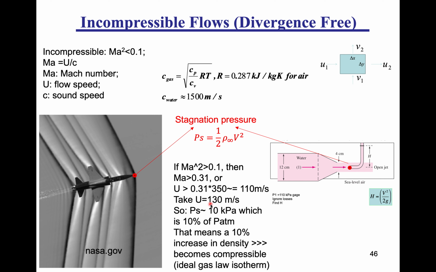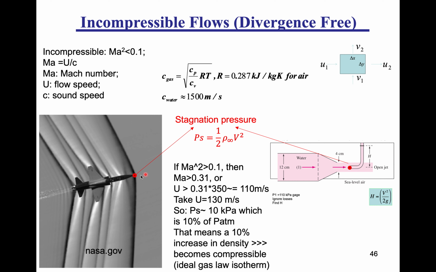So let's take a slightly larger value than 110 meters per second. Let's take 130 meters per second. Let's say my aircraft is moving at 130 meters per second. And if there are some vehicles on the ground that do this, 130 is around 300 to 400 kilometers per hour. So this has been achieved on the surface of the Earth.